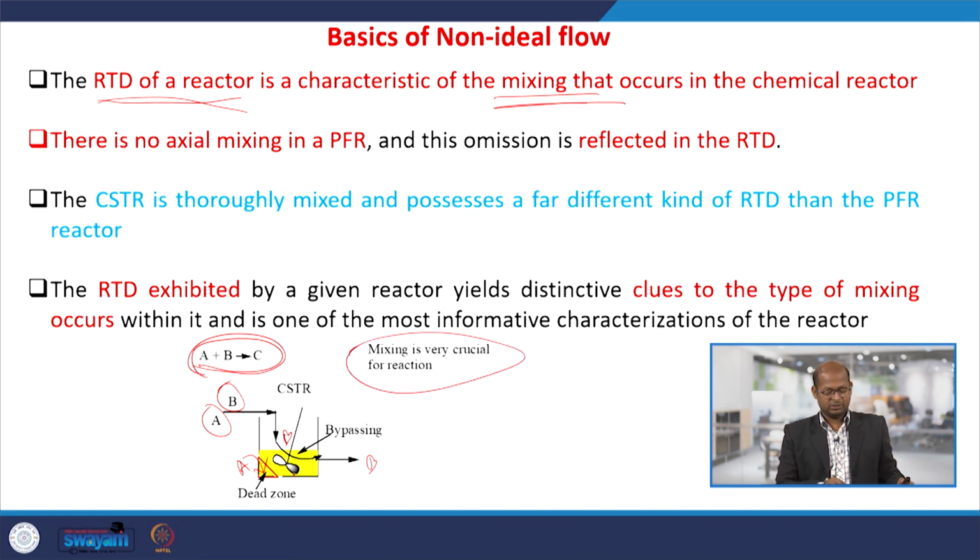So, due to the non-ideal nature of the reactor, if we take an exit here, it would be of a different nature from this exit. This is the outlet of the reactor. Okay.